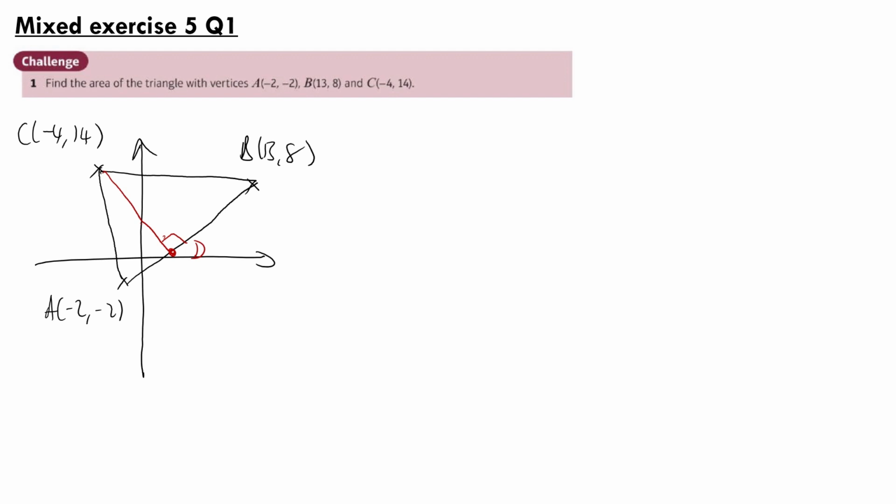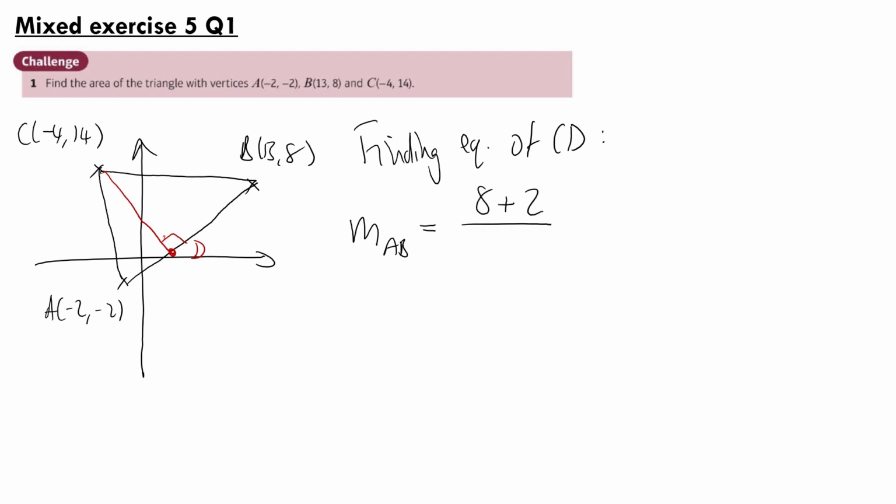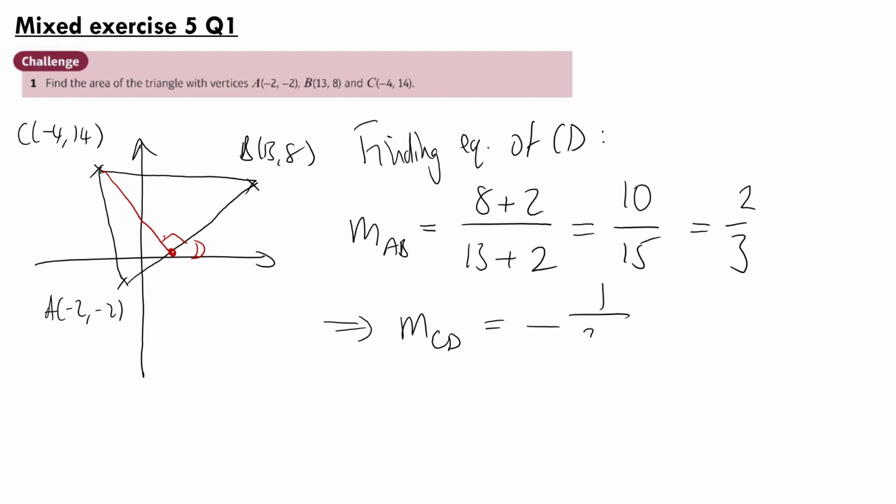So let's do that. So finding the equation of the line CD. First of all, we know that its gradient has to be -1 over the gradient of AB. So first, finding the gradient of AB, we get (8 + 2) over (13 + 2). We get 10 over 15, which is 2/3. So therefore, the gradient of CD is equal to -1 over 2/3, or -3/2.